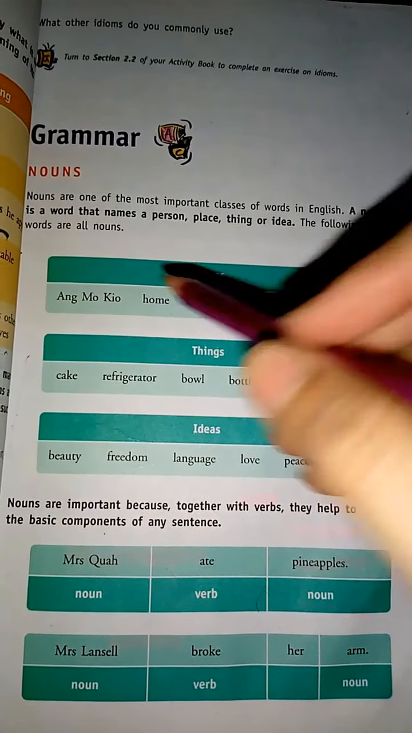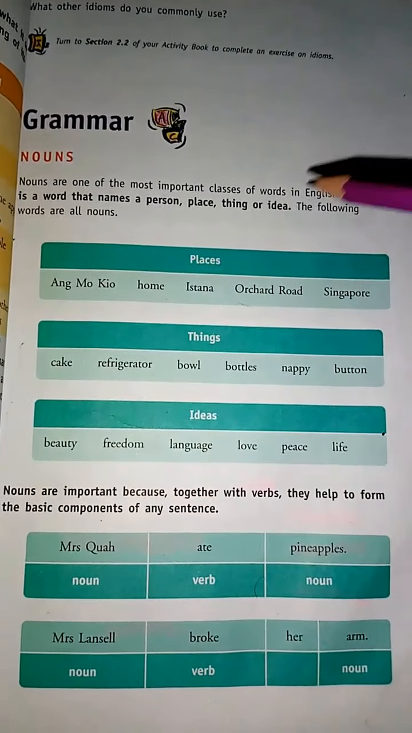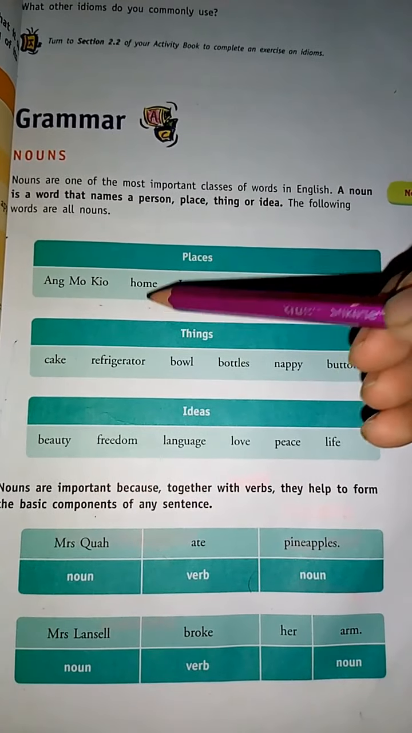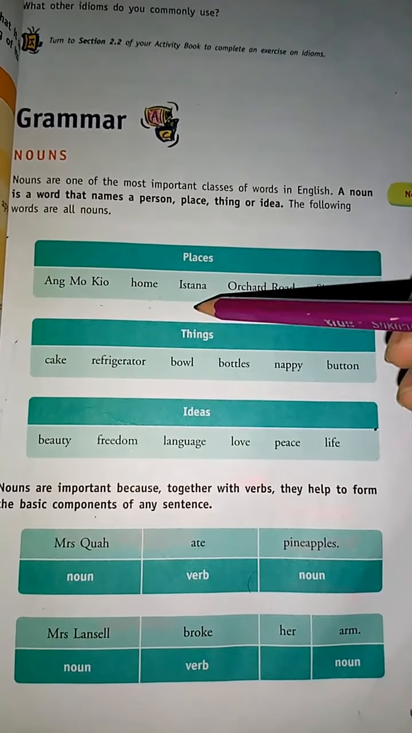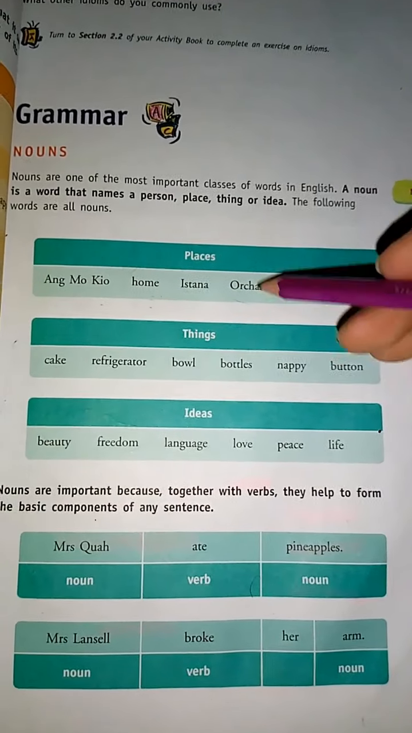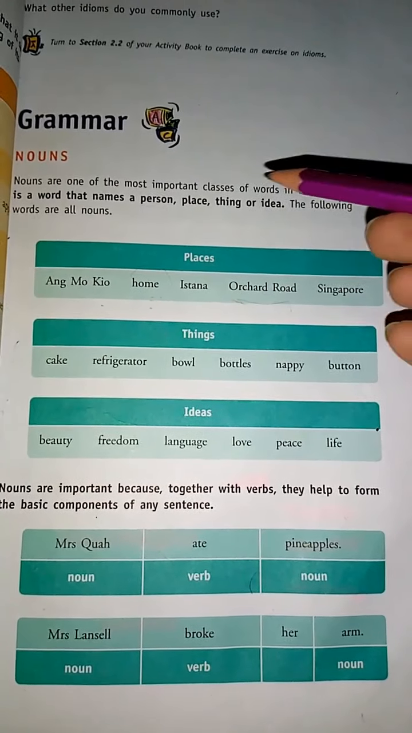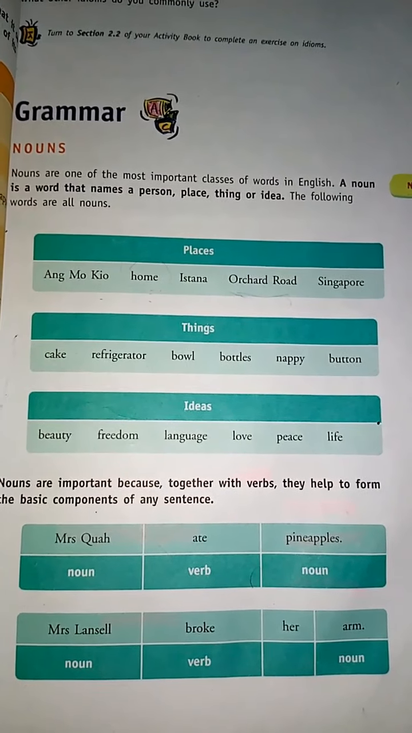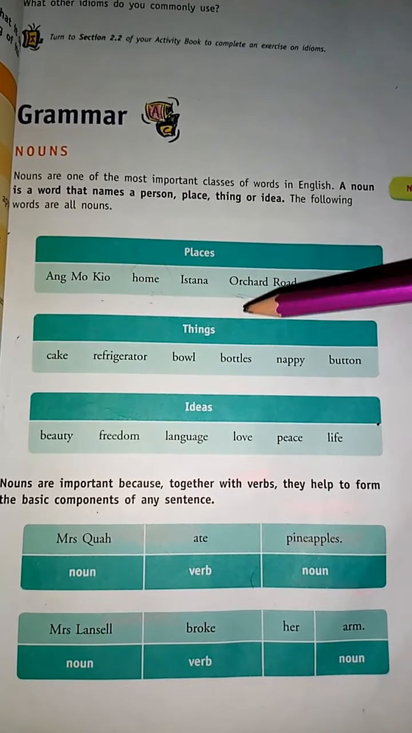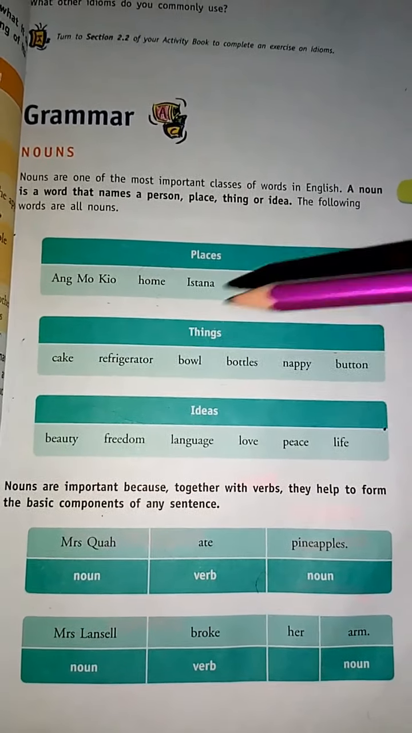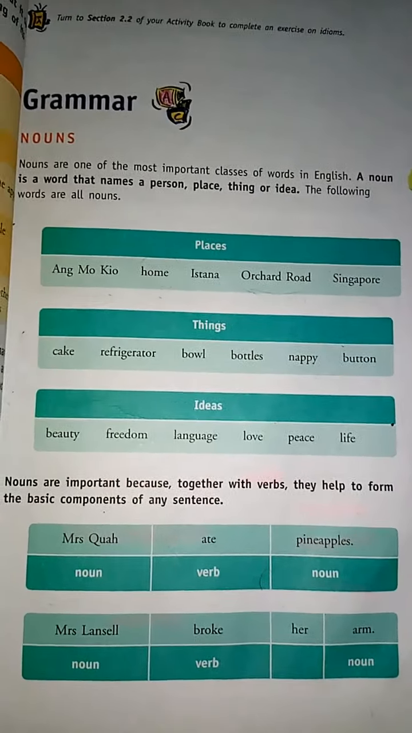The following words are all nouns. This is a name of a person, this is a place, this is also a place, or you can call it a thing in which people live. This is a road, this is a thing, a place. Singapore is also a country, the name of a country is also a noun. All these are places, these are things, and these are ideas.